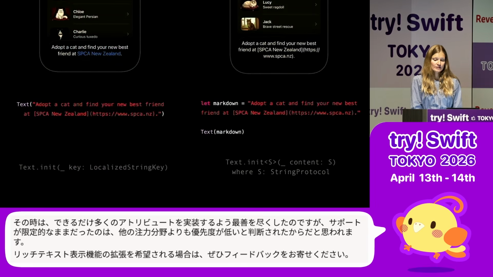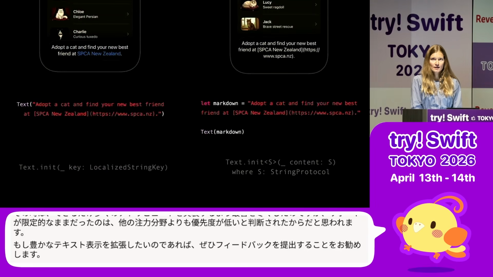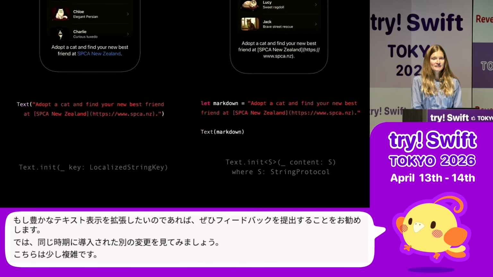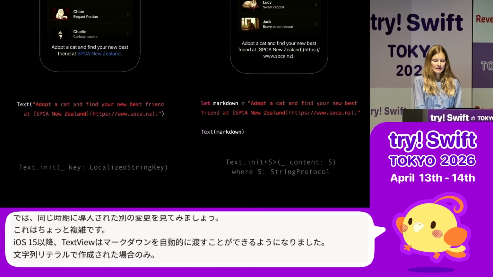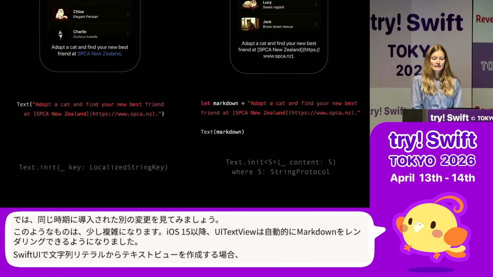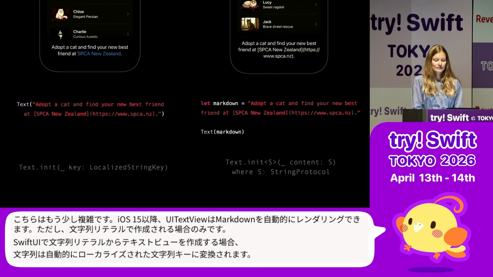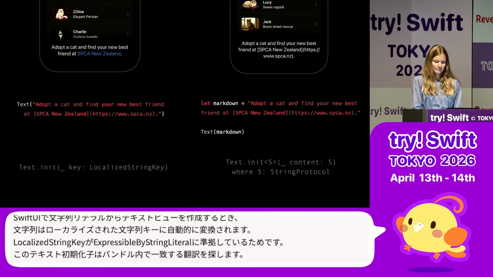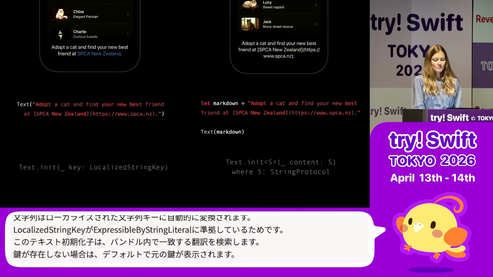Now, let's look at the other change that was introduced at the same time. This one is a bit less straightforward. Starting from iOS 15, text view can automatically parse markdown, but only when created with a string literal. When we create a text view from a string literal in SwiftUI, the string is converted into a localized string key automatically, because localized string key conforms to expressible by string literal. This text initializer looks for a matching translation in the bundle, and if there is none, it defaults to displaying the original key. This specific initialization path was extended with markdown parsing.